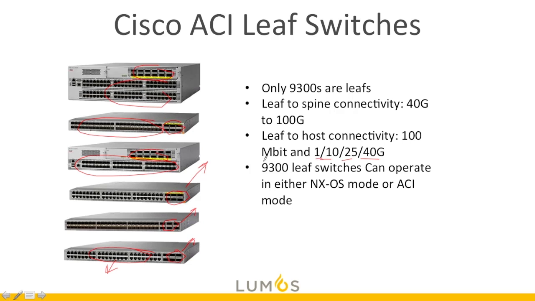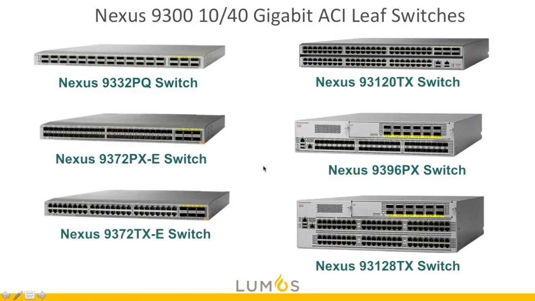And the only thing that plugs into the spines are the leaves. You don't plug routers into the spines. You don't plug layer 4 devices. You don't plug firewalls or load balancers into the spine. Everything plugs into the leaves. And the 9300s can operate in either NXOS or ACI mode, with the exception, again, of the 9336 baby spine.